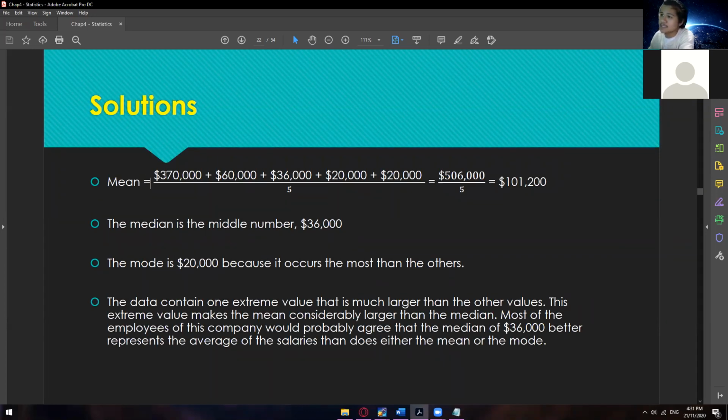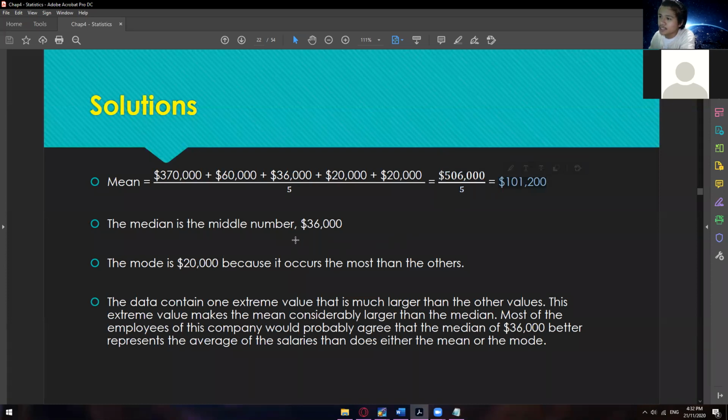So for the mean, just add all of those, or get the summation, and then divide it by the count of data, which is 5. So $506,000 divided by 5, because that's the count of data. Okay, and then we have a mean of 101,200. So this is for the mean.